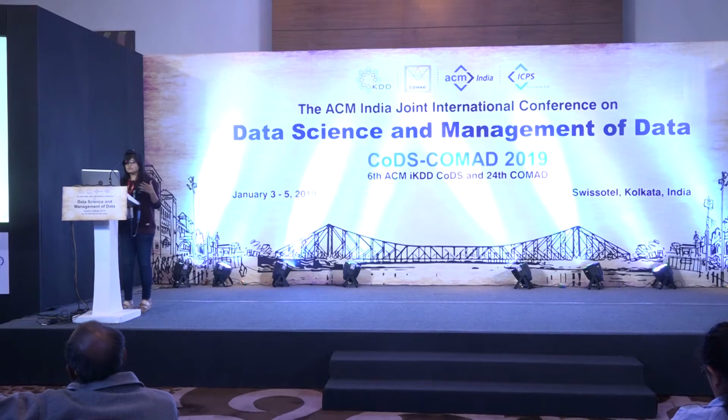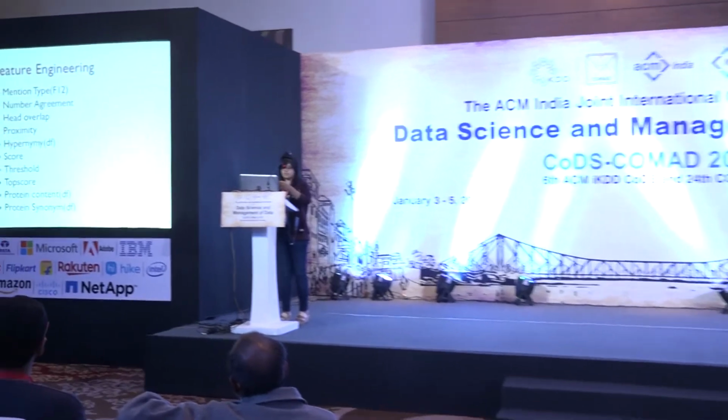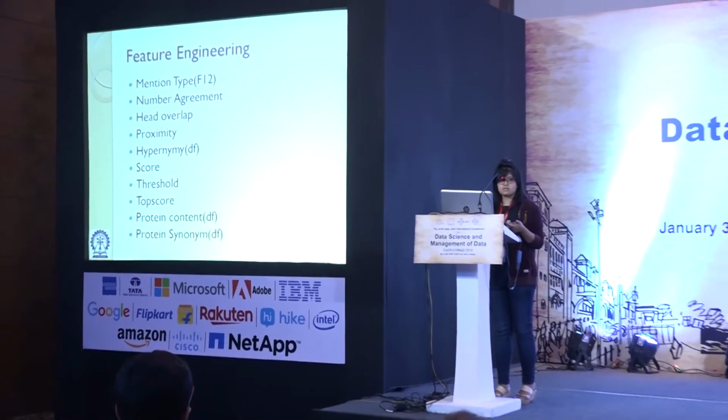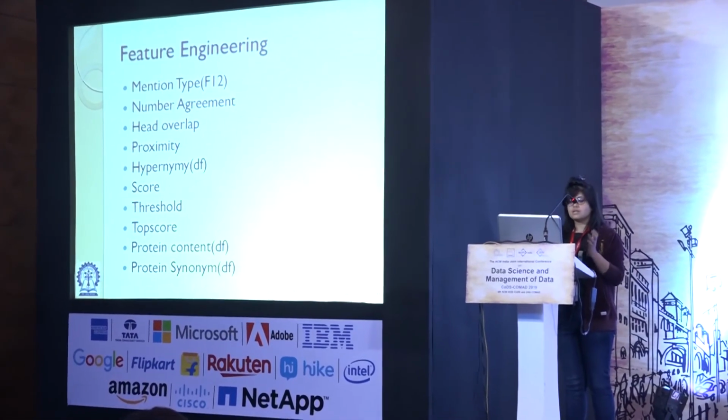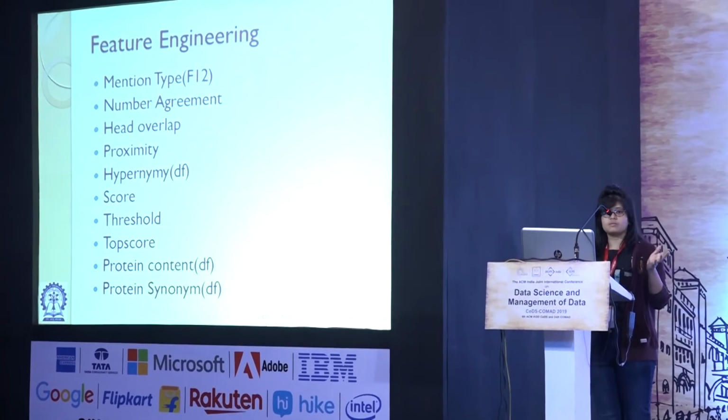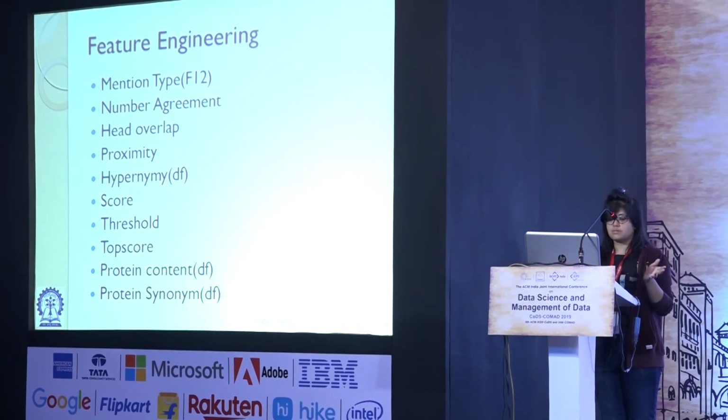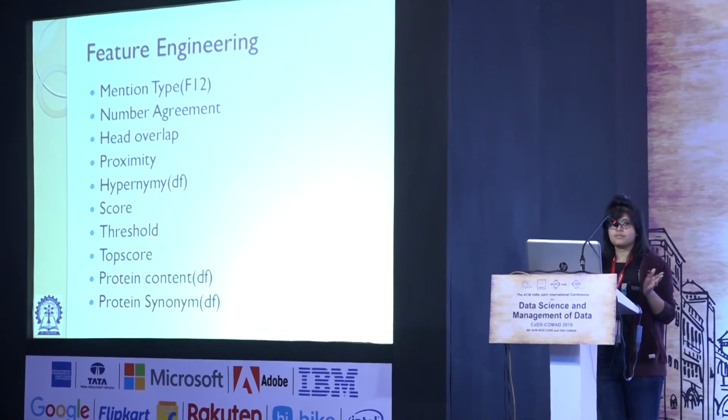Now coming to the features that we have taken: the mention types and the domain-specific features of hypernymy, protein context and protein synonyms, which have been mined from the training set as well as crawled from the ontologies of genes and proteins, like UniProt and UMLS.